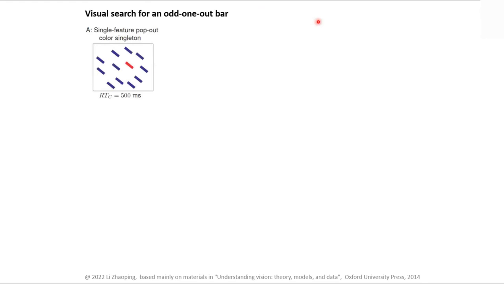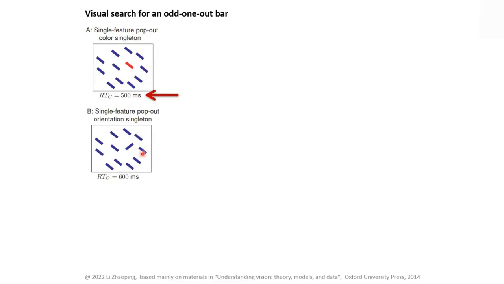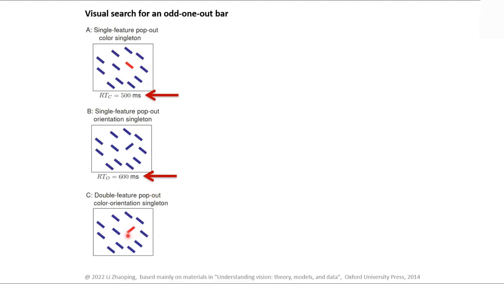I'm sorry, it's a bit rushed. There's another way to test this. What if you want to find a uniquely odd-one-out bar, this red bar, very odd? Let's say you can find it with a reaction time of 500 milliseconds, and let's say odd in orientation, 600 milliseconds. It turns out that you can predict what this is by the V1 saliency hypothesis. So what's that reaction time? 400 milliseconds, 500 milliseconds, what would you put in?